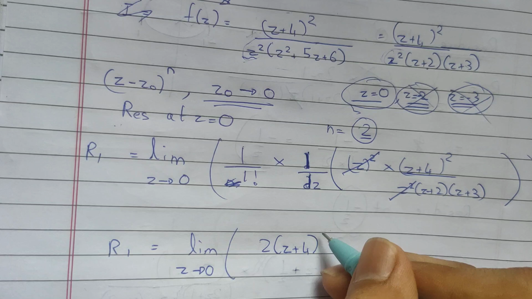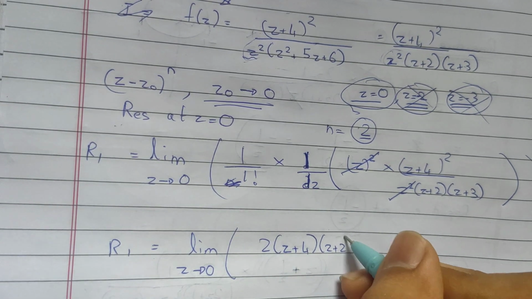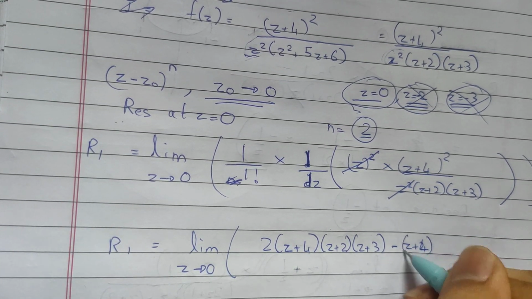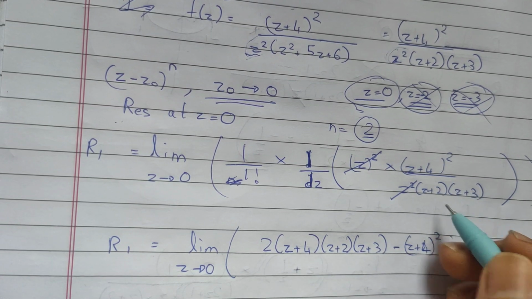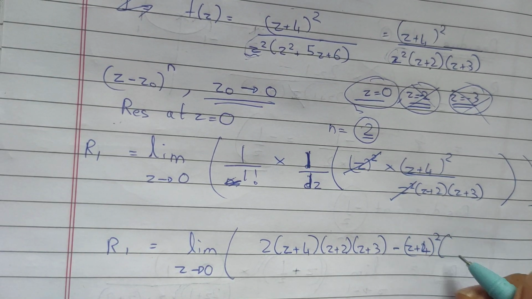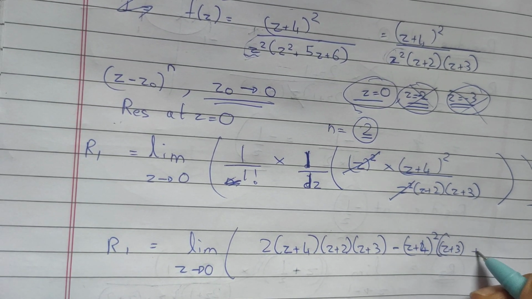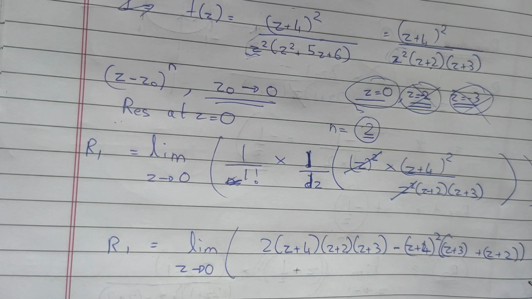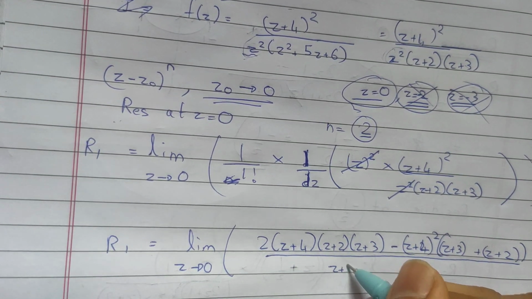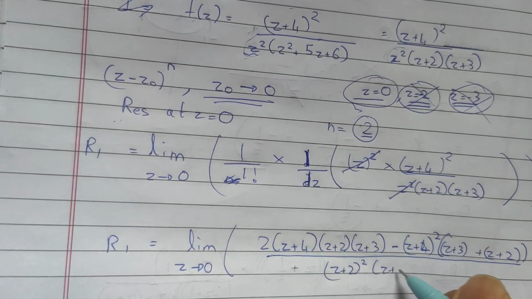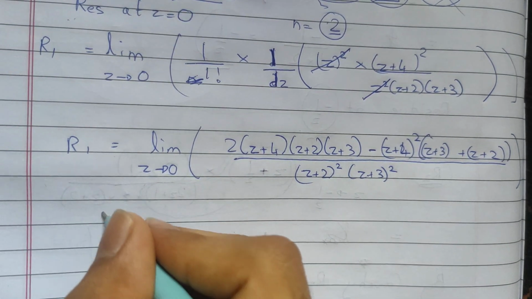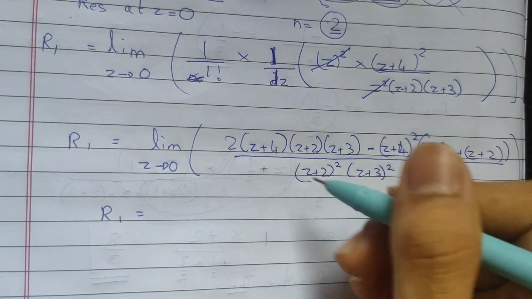So it is the derivative of the numerator with the denominator as it is, minus the numerator as it is into the derivative of the denominator. The derivative of the denominator itself uses the uv rule, so that would be z plus 3 plus z plus 2. And then we'll have the denominator squared, so this squared into this squared.